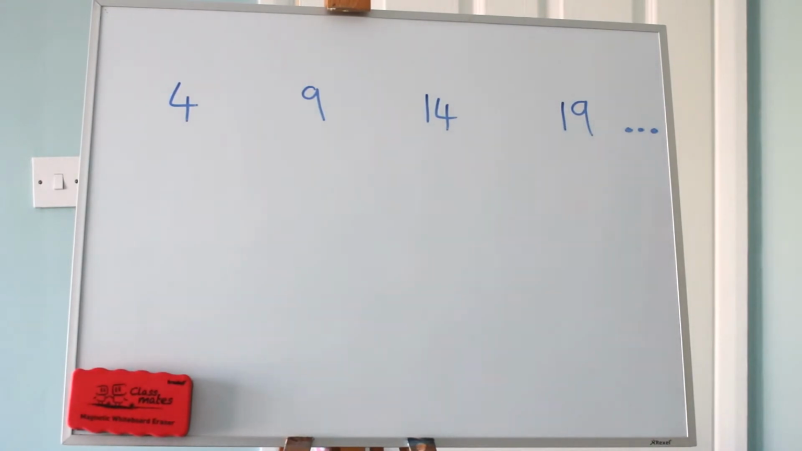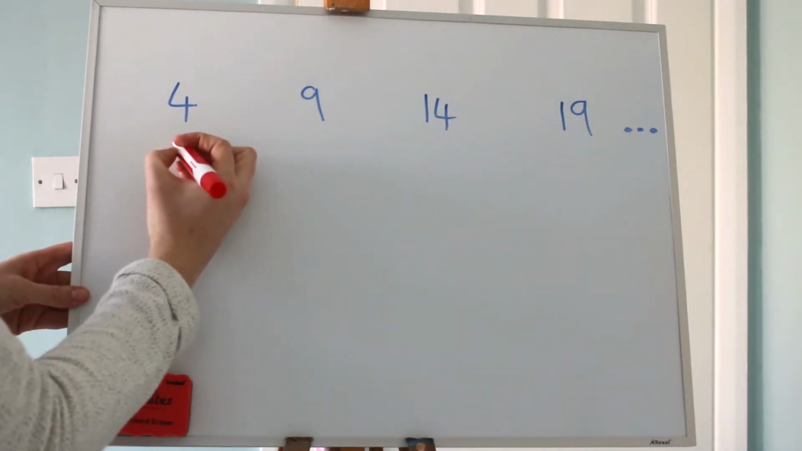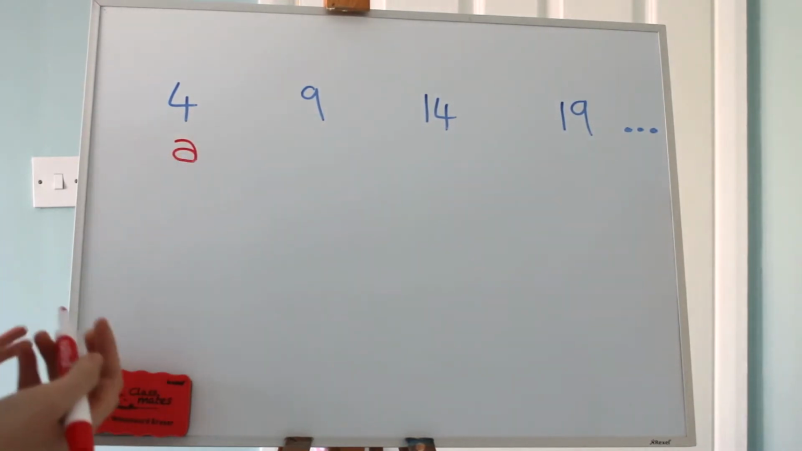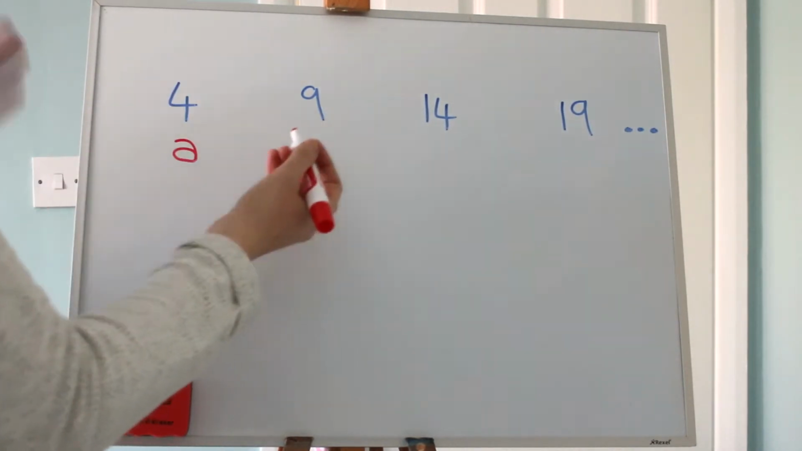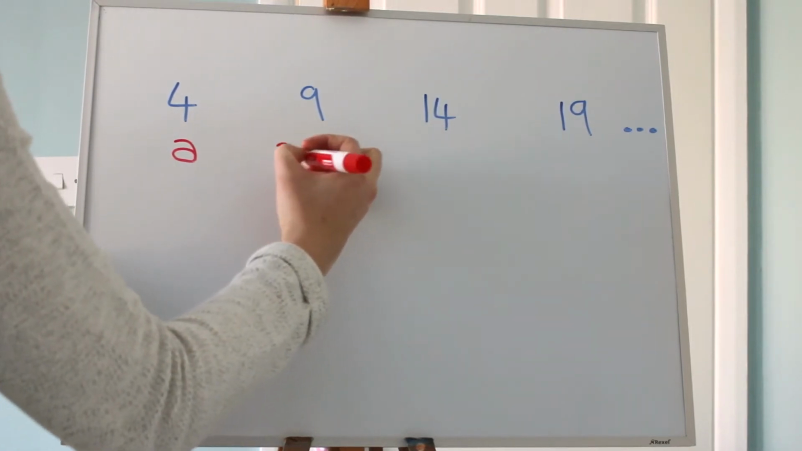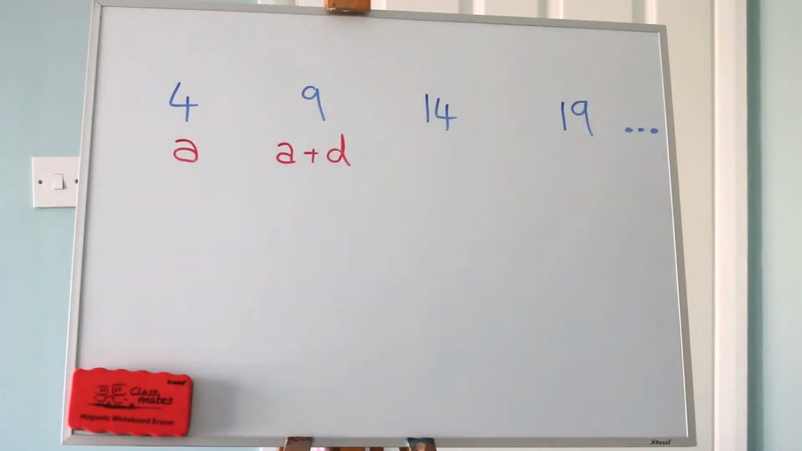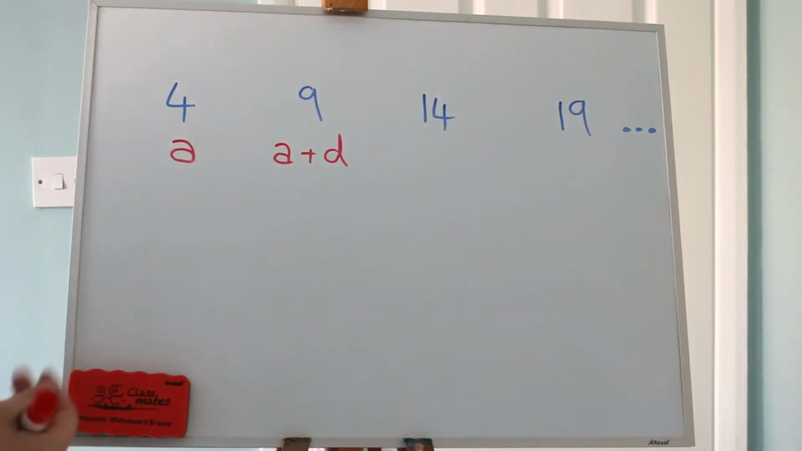Keep adding 5. When we talk about arithmetic sequences, we use some specific language, and that is we take the first term and call it A. So here that's 4, and then we're adding a number every time. Here that's 5, but in general terms we say we're adding D, and D is called the common difference. So here A is 4 and D is 5.